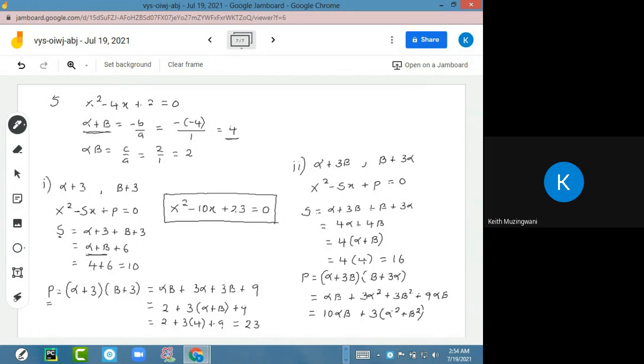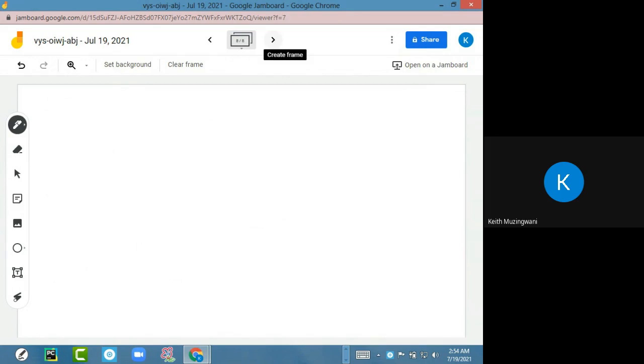Now here, when you are looking for alpha squared plus beta squared, remember we don't know what this is. What we know is alpha plus beta to be 4, and not when they are squared. So you need to look for a relationship of the squared in terms of the sum and the product, if possible. So get alpha plus beta and square it and see what it will give us.